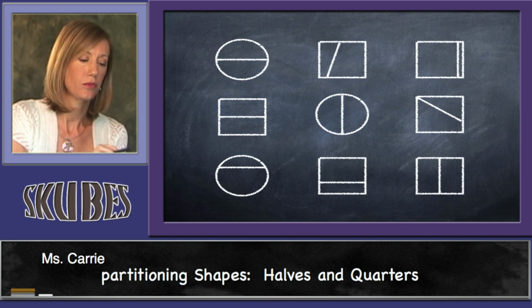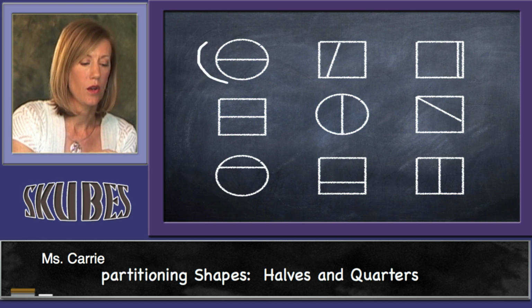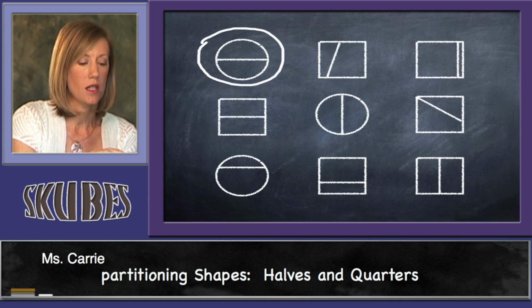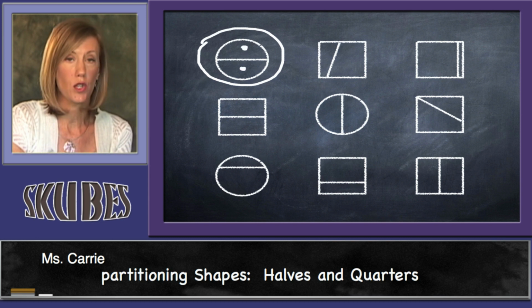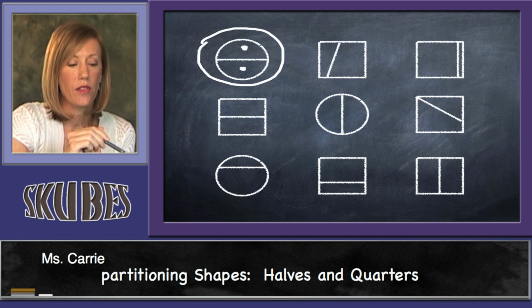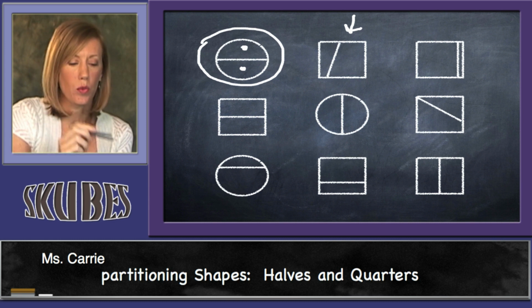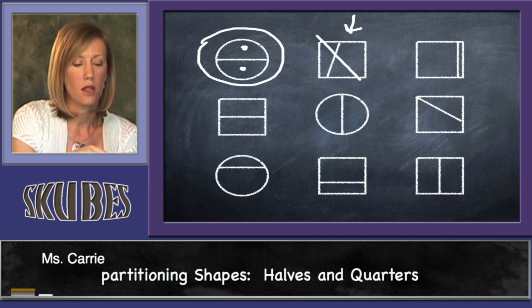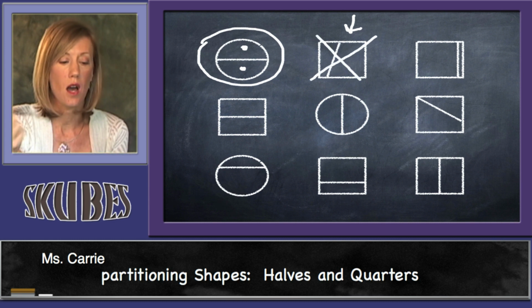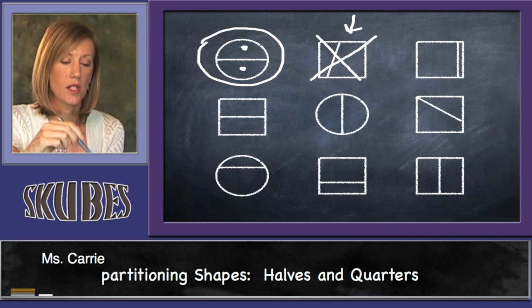Now let's look at all these different shapes and decide which ones are divided or partitioned in half. This one is right here, because this piece and this piece are two equal pieces. Now this second shape right here is divided in half, but they're not equal pieces. So this is going to be a no. That one is not partitioned equally into halves.